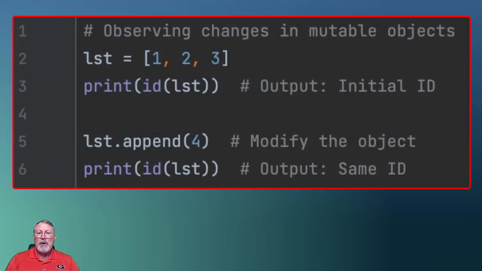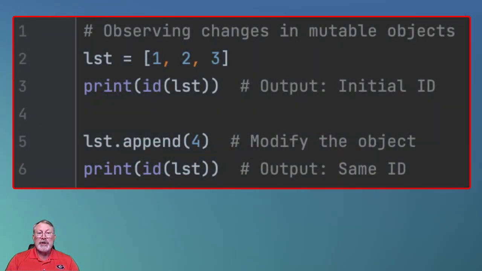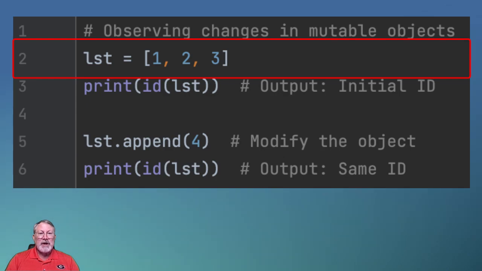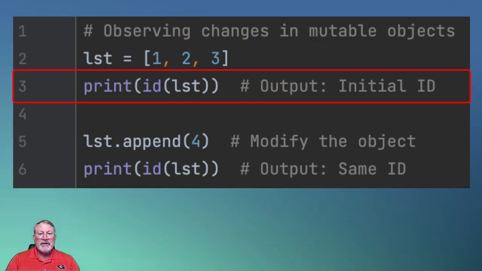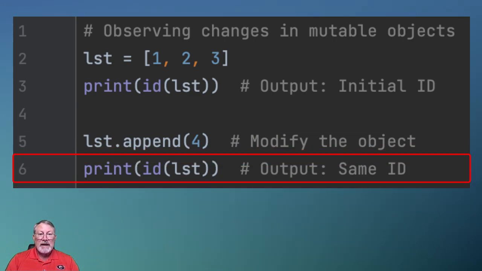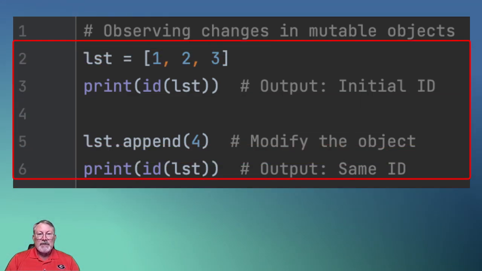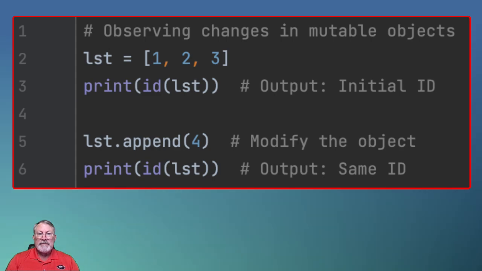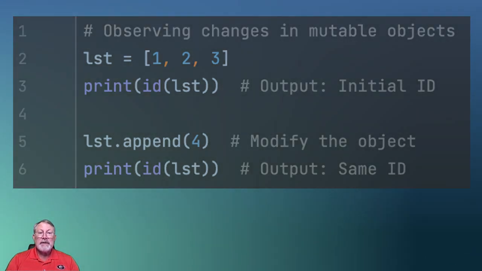Let's observe how ID behaves with mutable objects. Here we create a list object, we print out the ID of the list, we append an item to the list, and then print the ID again. Here the ID of the list remains the same even after modification, showing that it's the same object in memory.